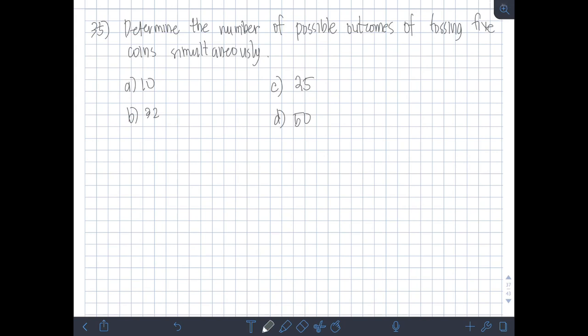Next, determine the number of possible outcomes of tossing 5 coins simultaneously. Okay, assume daw na meron kang 5 coins. So, kapag tinoss mo raw yun ng sabay o hinagis mo sa ere, ilan yung possible outcomes kapag lumapag sila sa land? So, parang fundamental principle of counting lang din siya. Diba sa isang coin, ilan yung choices mo na pwedeng mag-land siya? 2, head or tail. So, drawing lang tayo ng line na 5 para dun sa 5 coins.